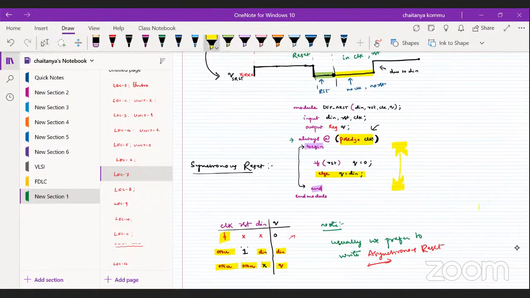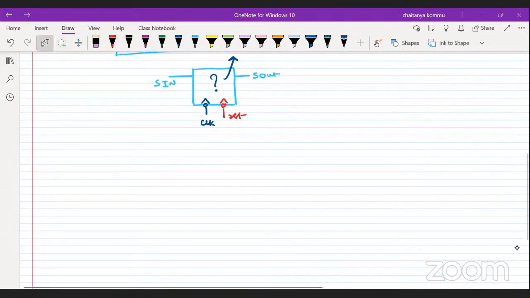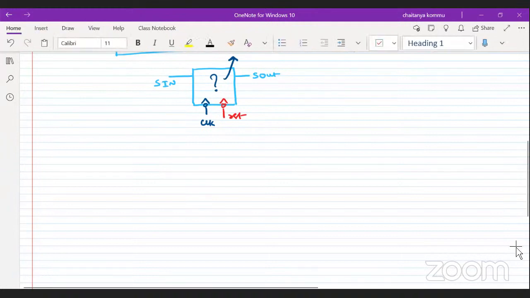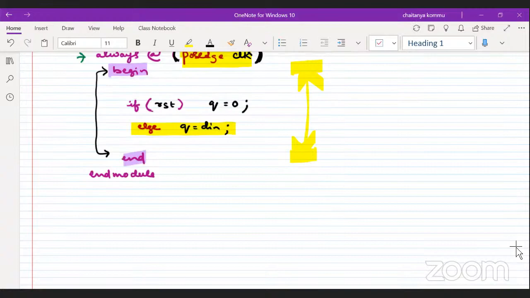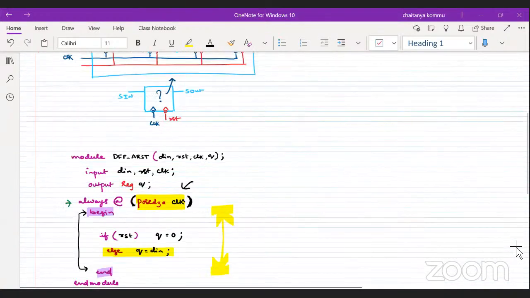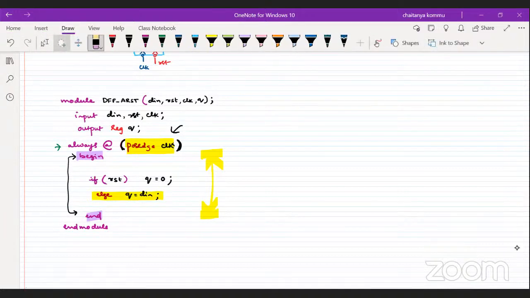Usually we prefer to write asynchronous reset only. So I copy this one without wasting my time. I want to use this one. First of all, whenever we want to write the structural modeling, I need to check what the basic component is there in that one and follow accordingly. The synchronous clock that I have given here, I want to remove all the unnecessary parts. It's not necessary.